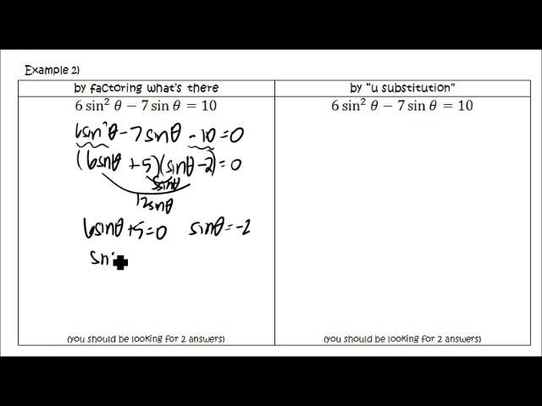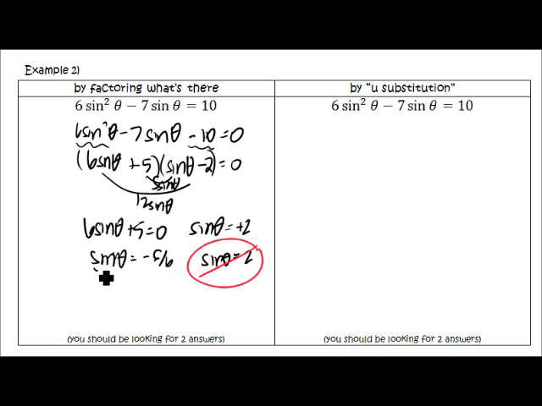So we have that sine theta equals negative 5/6, or sine theta equals 2. One of these should jump right out at you. No sines can ever be bigger than 1 or negative 1. Think of the range of that sine curve. It never goes above 1 or below negative 1. Therefore, when you get a sine of 2, you know that this doesn't really yield any solutions.